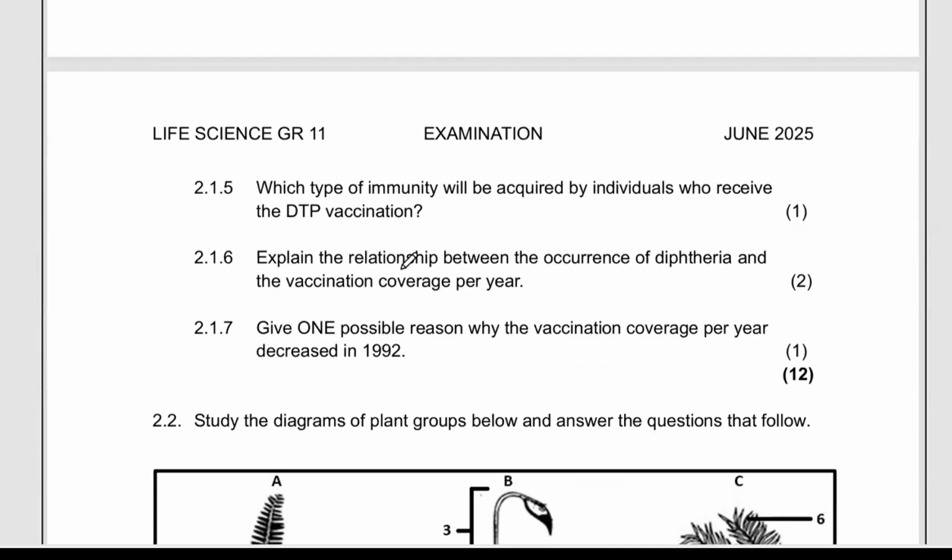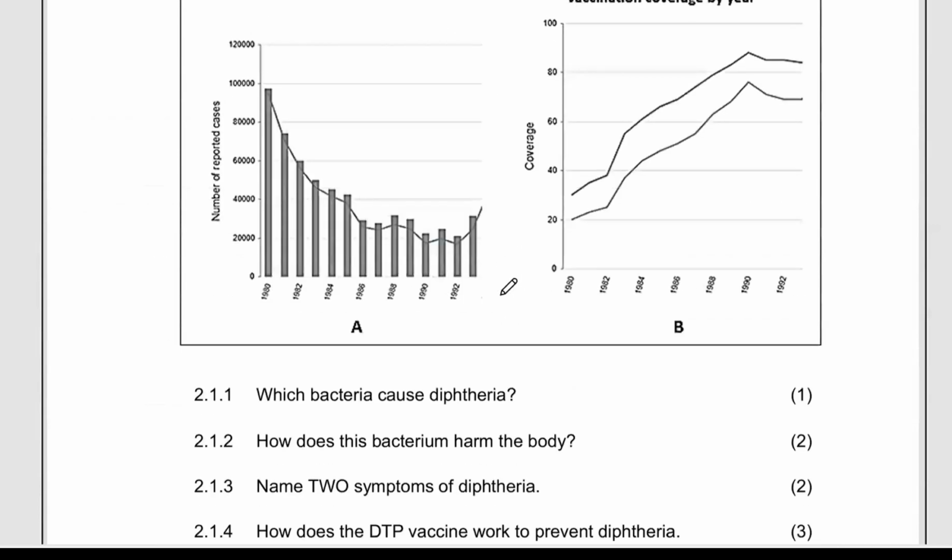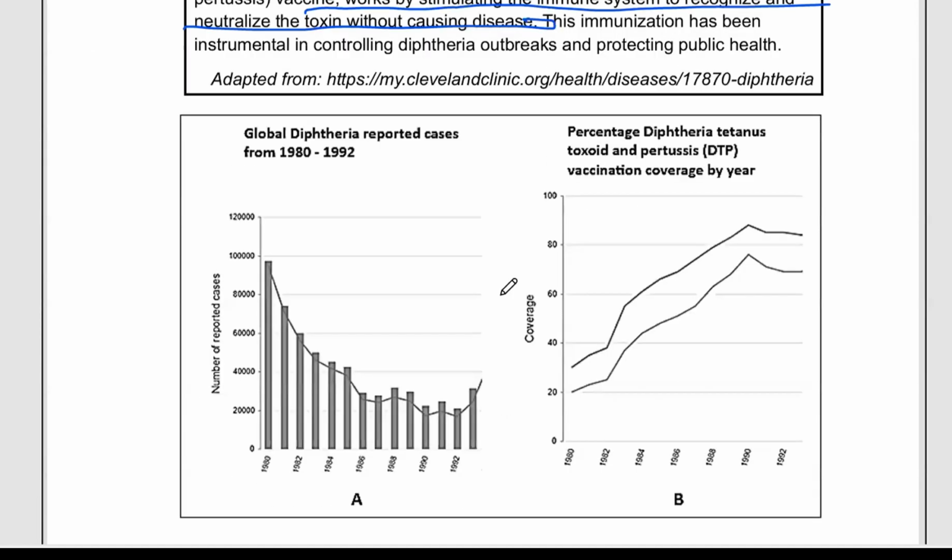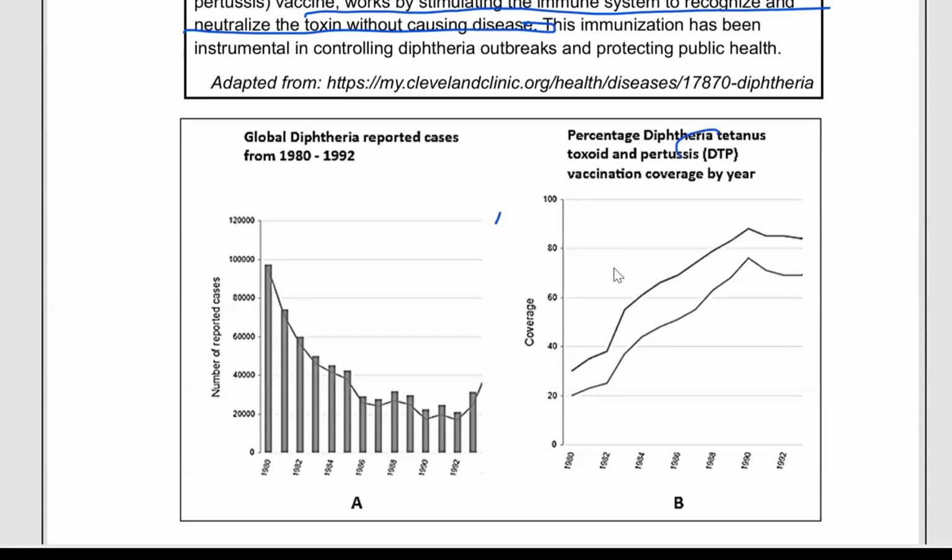Then they are saying, explain the relationship between the occurrence of diphtheria and the vaccination coverage per year. So what are we supposed to talk about here? We look at this graph. As the percentage of DTP vaccination increases, the global diphtheria reported cases start to decrease. As you increase the vaccination, you see the reported cases are dropping. You understand? We see that the vaccination coverage is increasing as the years are passing.